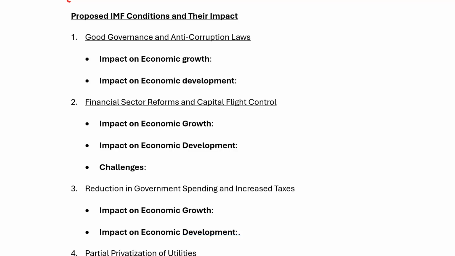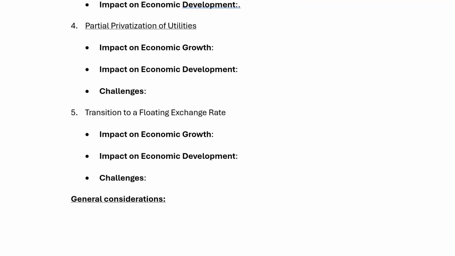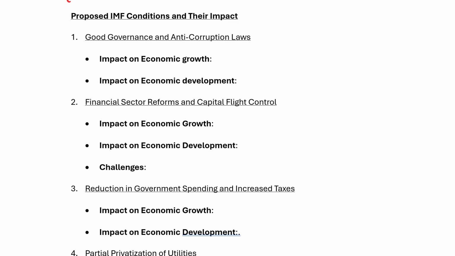And then we're going to have this section here for all the different IMF conditions. So the first condition is good governance. Second condition is financial sector reforms, etc. So we've got all these different conditions that the IMF are proposing. And then we're going to analyze each one on their impact on economic growth and on the impact on economic development.